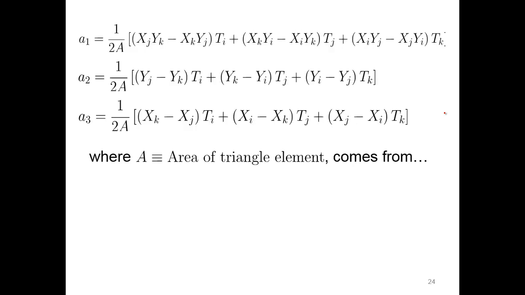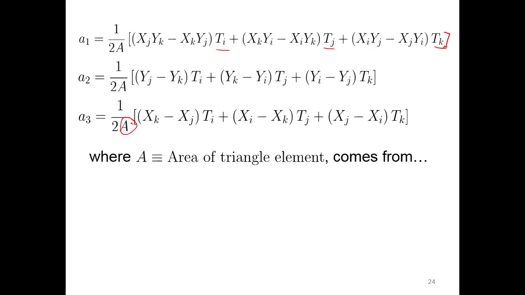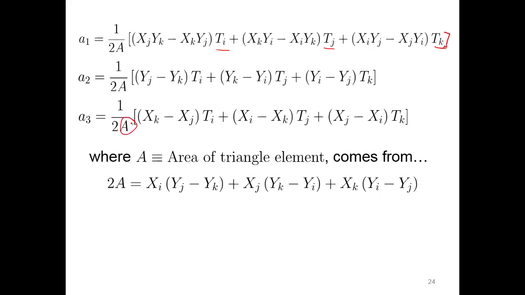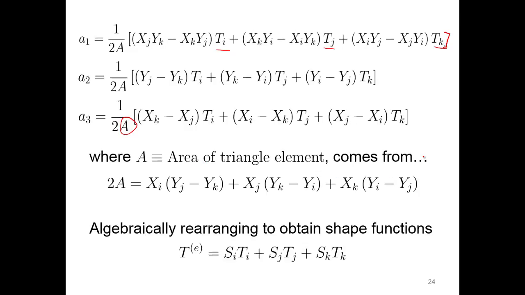All right, when we do that, we get these. So a little bit more complex than the quadrilateral elements. A lot more terms in here, but we've already solved for the temperature at nodes I, J, and K. It looks like I lost this bracket over here, so we can close the bracket here. Where A is the area of the triangular element, and if we want to calculate this area, we would take 2 times A, and we could determine it from the locations of the coordinates on the corners of our triangle. So we rearrange that algebraically to obtain the shape functions at nodes I, J, and K.